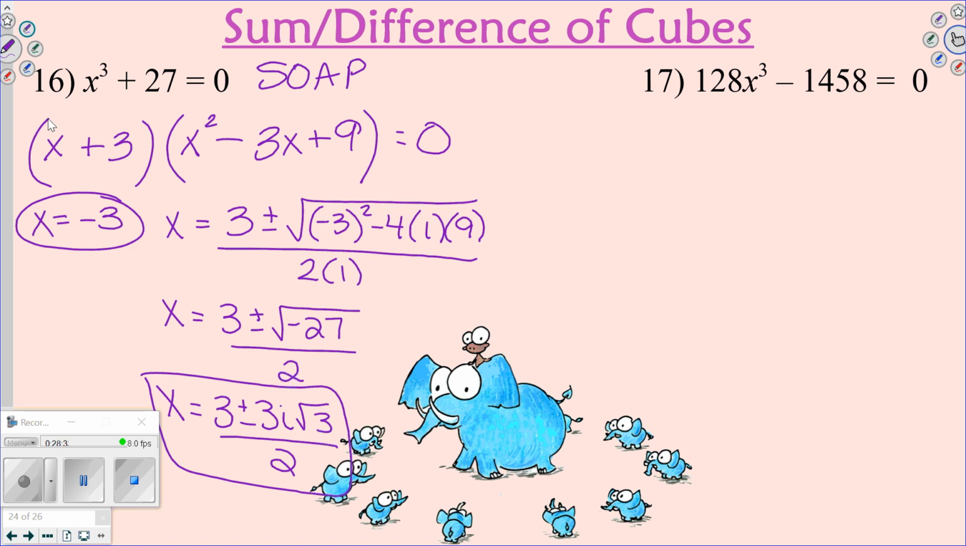This one, will this show up on a graph? It's imaginary, it won't show up. It just happens to cross at a weird point. All right, let's take a look at 17.